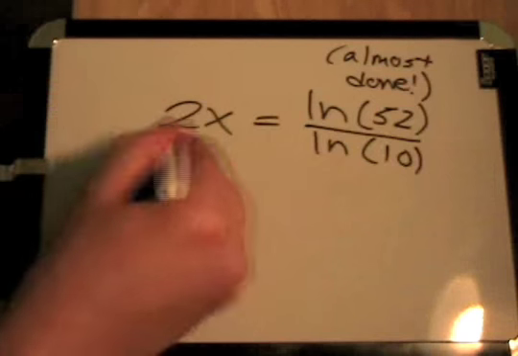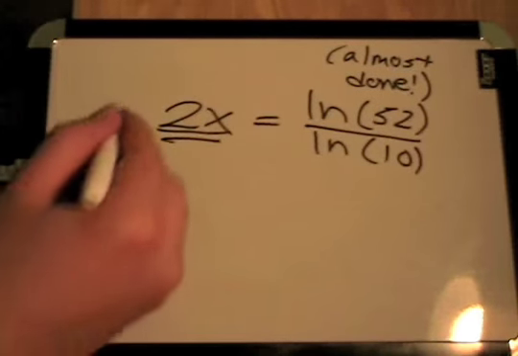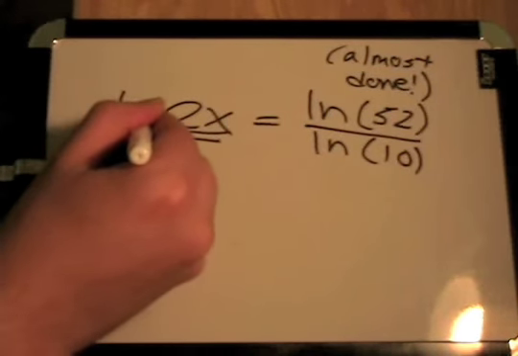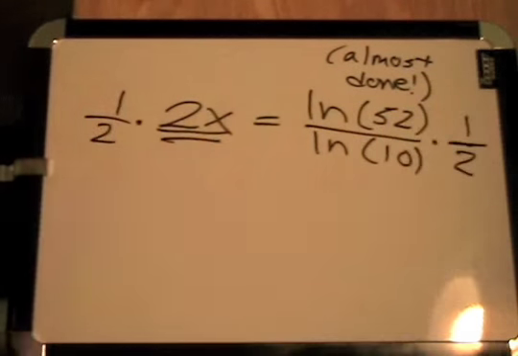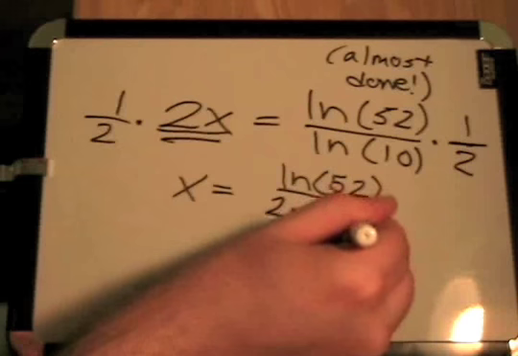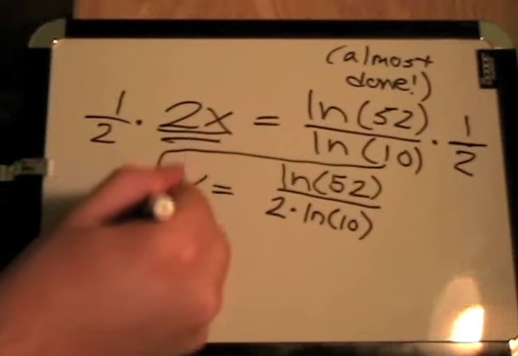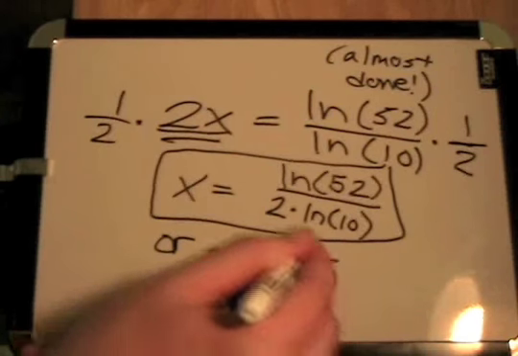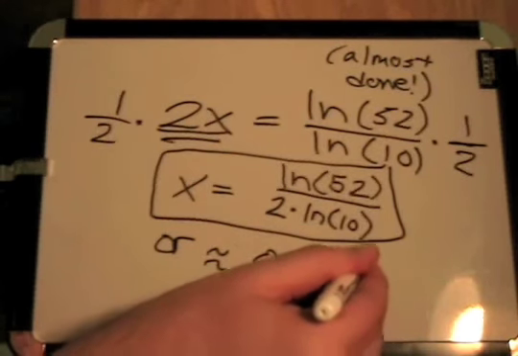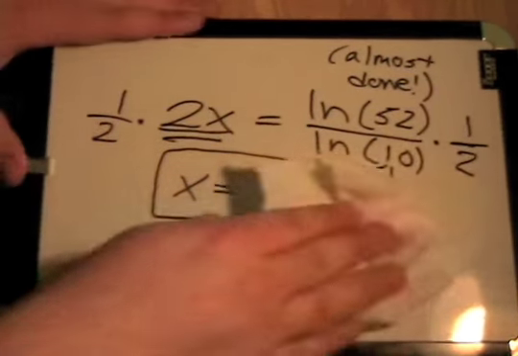This isn't finished, however. If we multiply each side by 1/2, we can get rid of this 2 and get our answer. In this case, our best answer is the natural log of 52 divided by 2 times the natural log of 10. We can estimate this value, but unless you're asked, the previous answer is the best. So there you go. Those are a few ways that you can solve exponential equations.